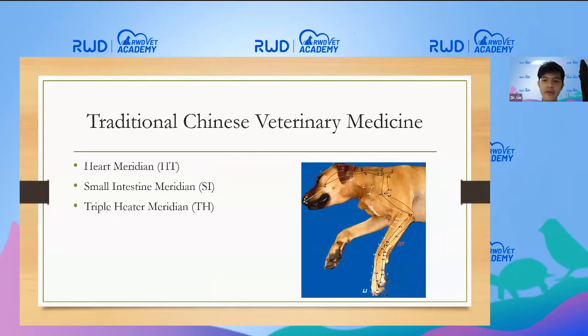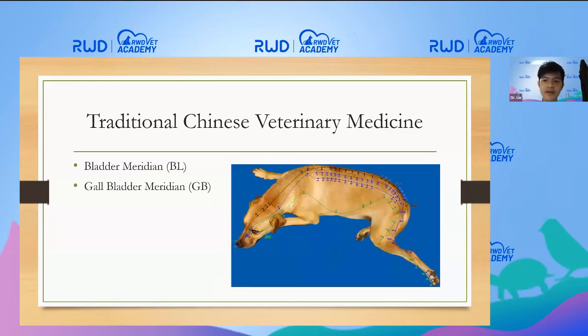The heart meridian regulates the circulation of blood to all organs. The small intestine meridian is responsible for digestion, water absorption, nutrient absorption, and bowel functions. The triple heater meridian regulates the metabolism of the body and promotes general wellness. The bladder meridian regulates the removal of toxins from the body. The gallbladder meridian regulates the removal and storage of toxins that are produced by the liver.